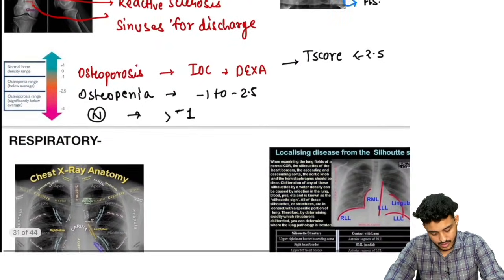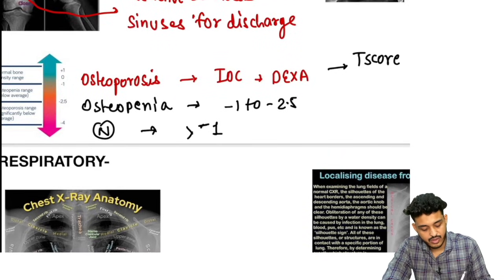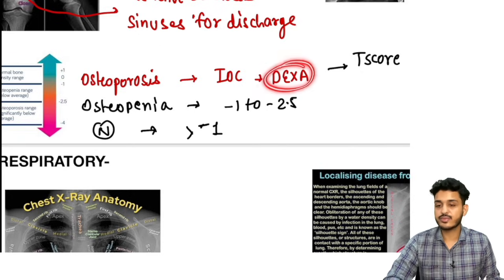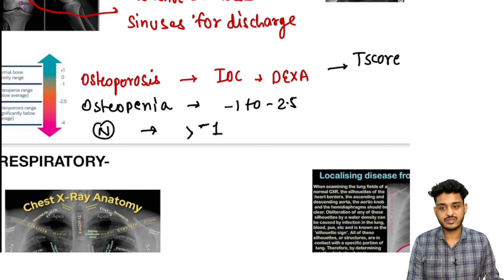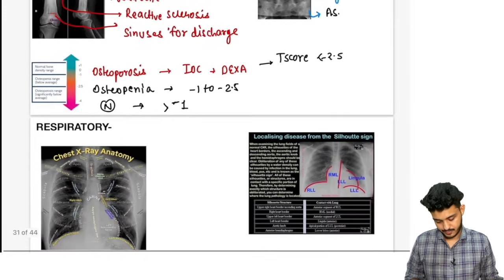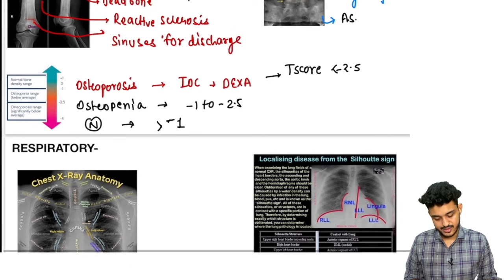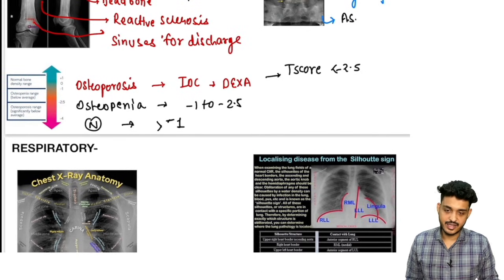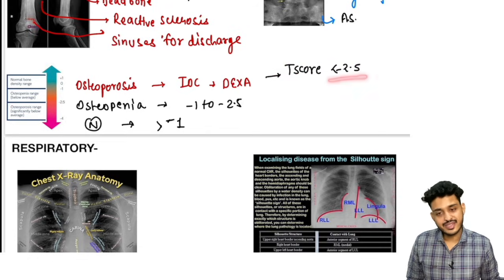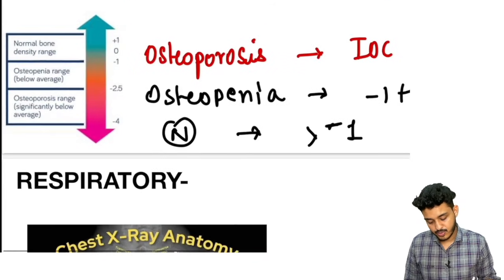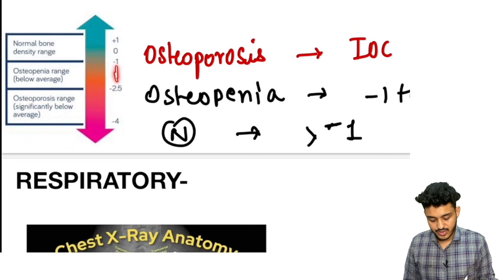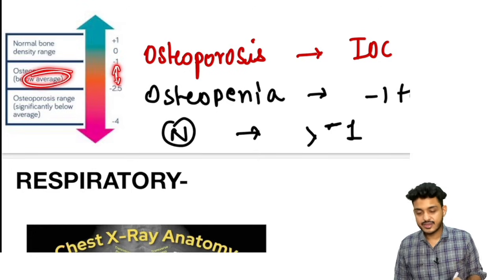In the cases of osteoporosis, we can check for the investigation of choice. This is going to be your DEXA scan, beta. DEXA scan is going to be the investigation of choice. This is the dual energy X-ray absorptiometry test. T score is going to be there. A T score less than minus 2.5 is suggestive of what? Osteoporosis. Minus 1 to minus 2.5 is going to be suggestive of osteopenia.